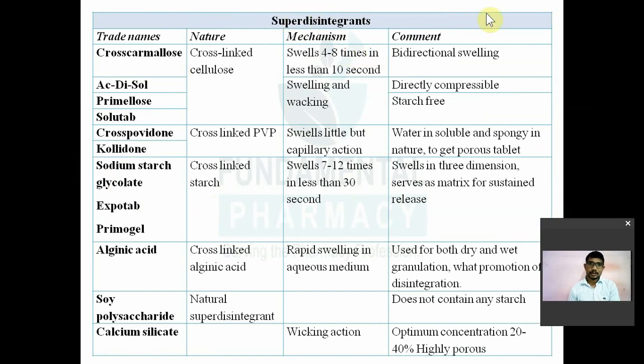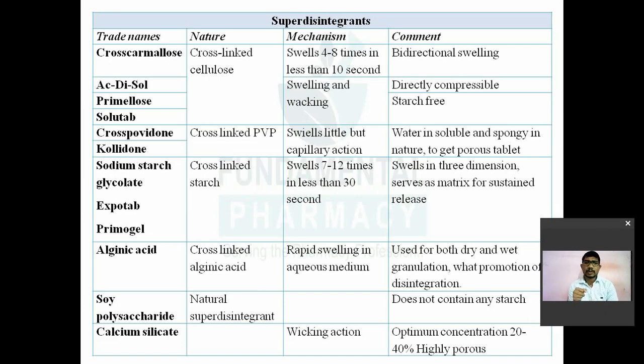Super disintegrant. I have said that to disintegrate the tablet you have to use various kinds of disintegrant in the tablet, so that the tablet will be broken down in the stomach and release the drug. What is disintegration? Disintegration means the process in which the tablet is divided into small particles in the stomach. That is disintegration. So to increase the disintegration you use different kinds of super disintegrant.